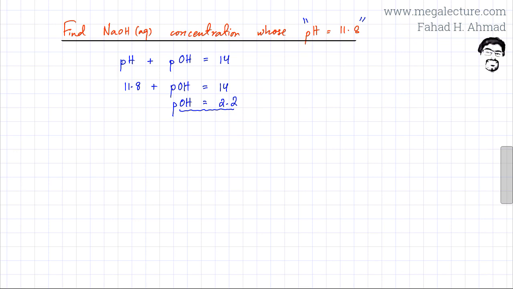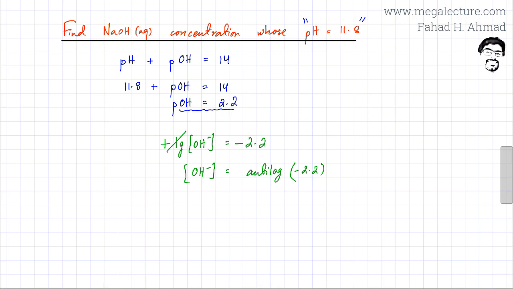The next step would be that I'm going to do the reverse. I know that pOH is basically the negative log of the concentration of OH minus 1 ions. And this is equal to 2.2. So I'm going to take the negative sign first on the right side. So this would become plus, this would become negative. Then I'm going to take the inverse log on both sides. If I take the inverse log on both sides, the concentration of OH minus 1 would be equal to the anti-log of minus 2.2.